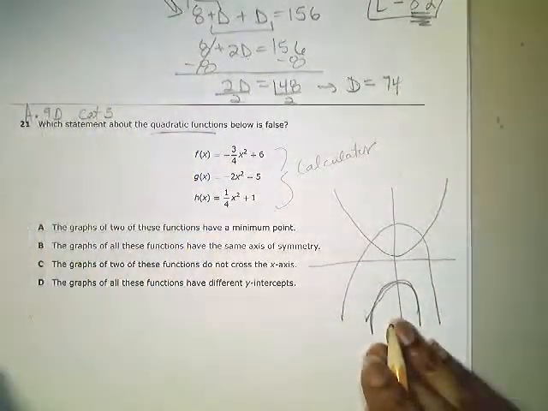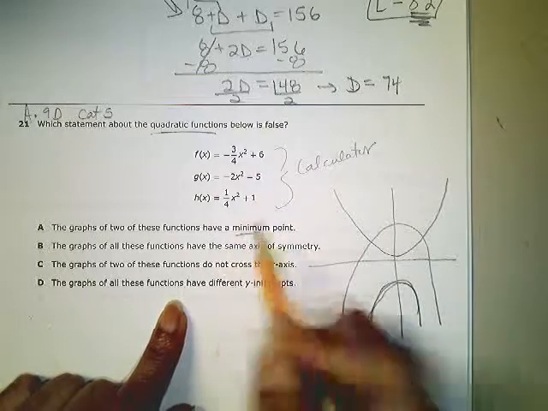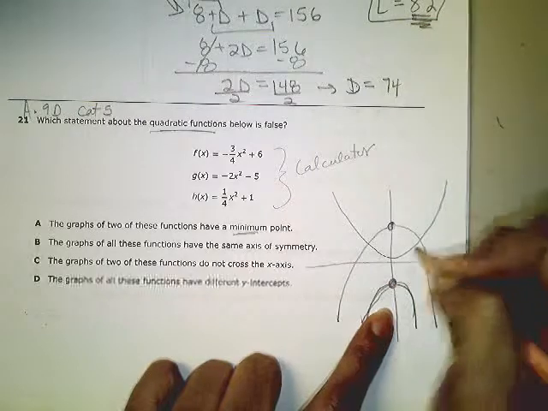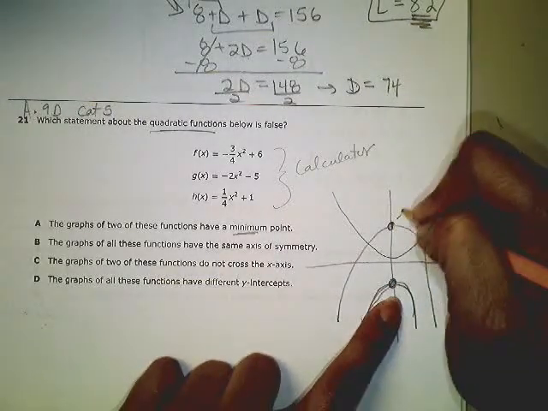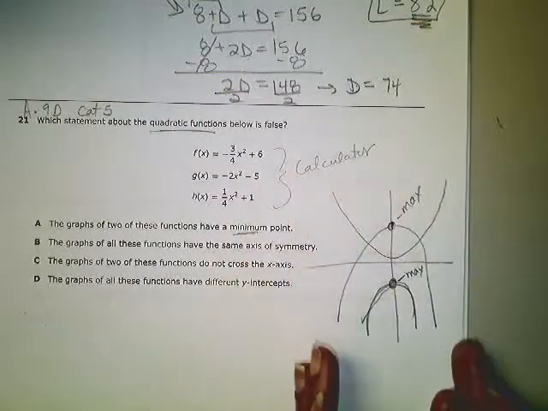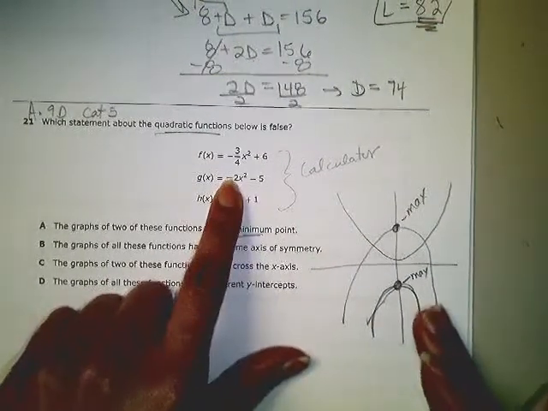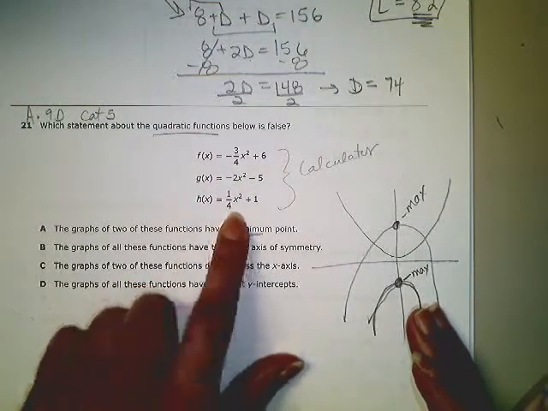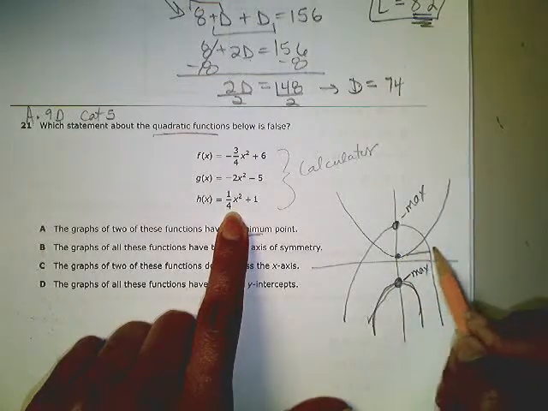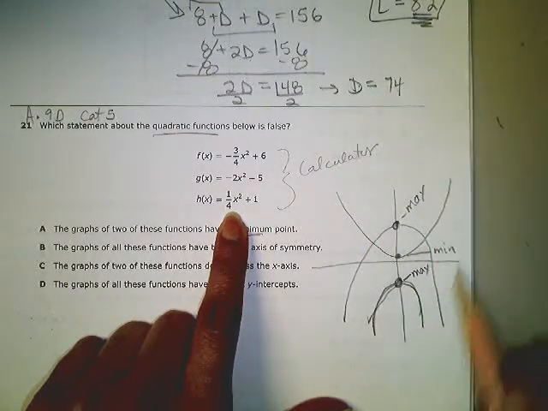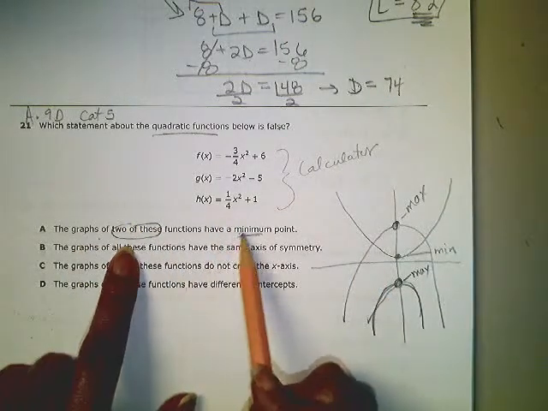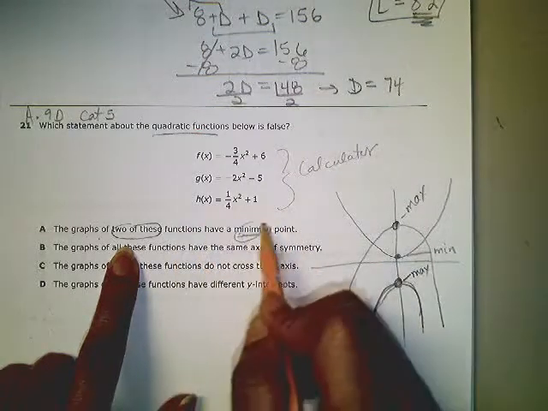Okay? Now these are talking about minimums and maximums. This is a max. That means it has a max point. Whenever you talk about parabolas, if it's going downward, that means it has a max. And the reason it goes downward is because the slope is negative. But the last one, the slope is positive. This has a minimum because it's going upward. So let's look at these. The graphs of 2 of these have a minimum. That is false. Only one has a minimum.